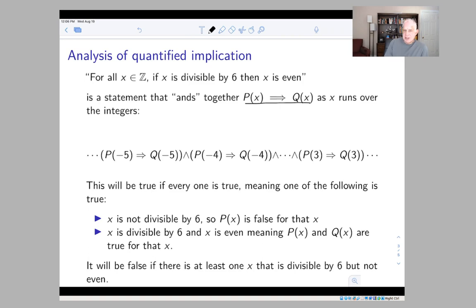And as I think I mentioned in the discussion of quantifiers, it's a little bit like having a gigantic and. Here I've written that out where you plug in all the integers. So you take P of minus 5 implies Q of minus 5, and P of minus 4 implies Q of minus 4, and so on. So you get this gigantic infinite and that's going to be true only if every single statement that occurs in the list is true. So in order to make sense of this, we need to think about when is an implication true. So remember what the truth table for an implication is.